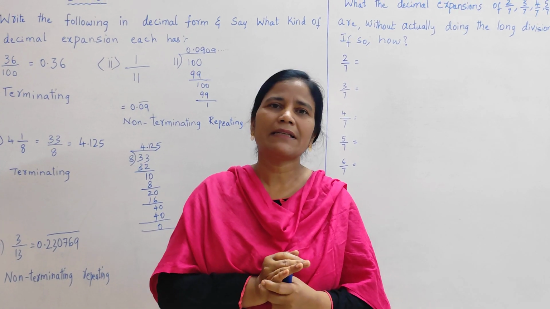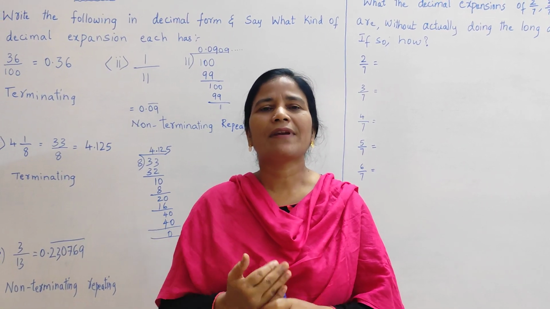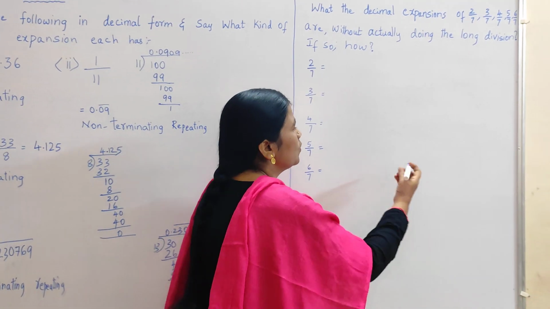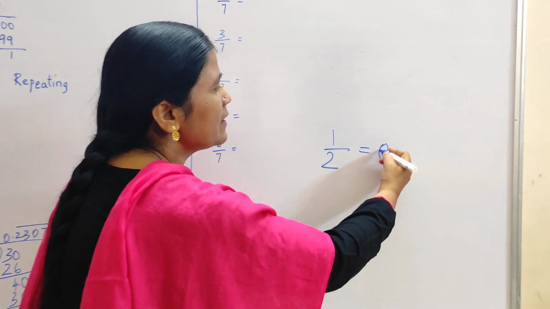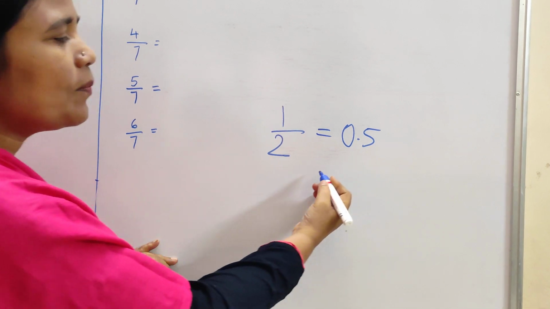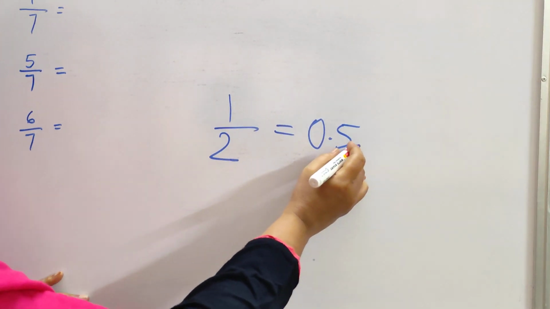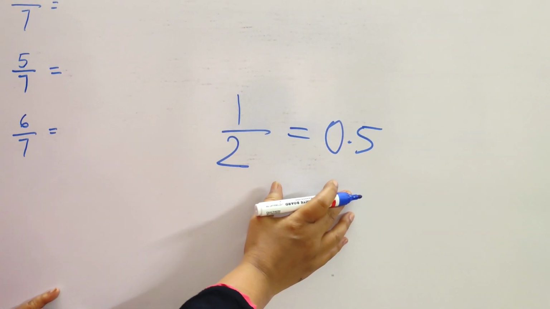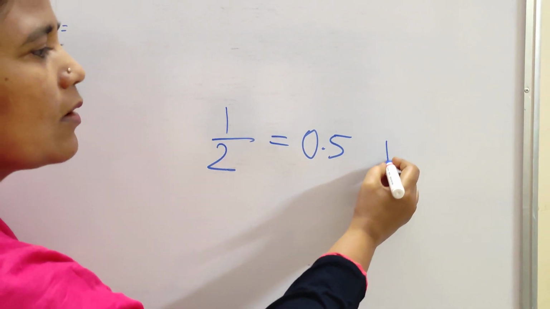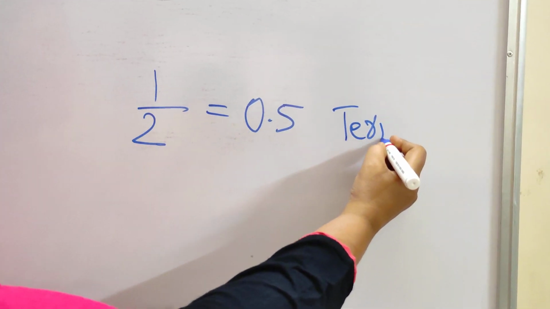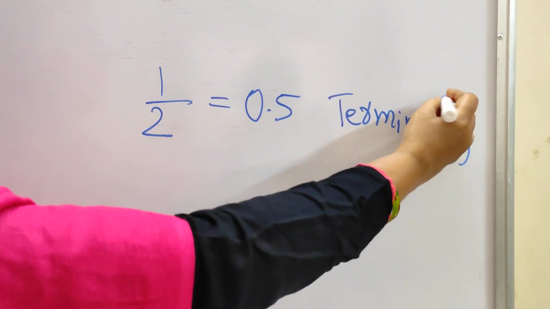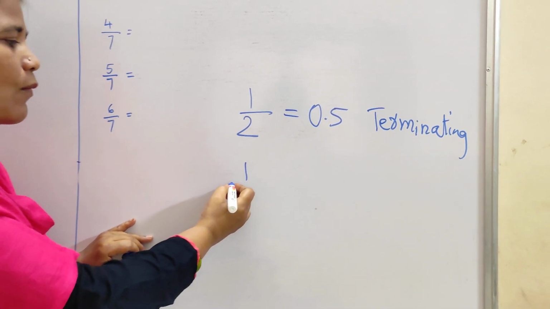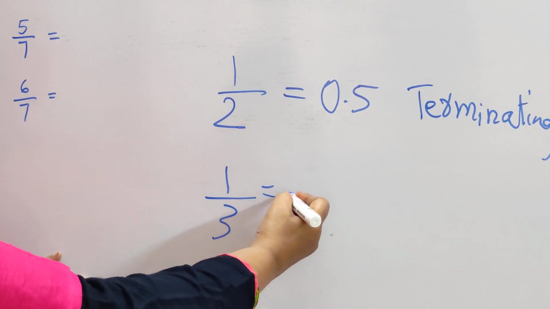We already learned it in our primary classes, for example 1 by 2. What kind of decimal is this? It is 0.5. It ends. We get the remainder as 0 when we divide 1 by 2, and this is called a terminating decimal. Now if I have 1 by 3, what will be my answer?